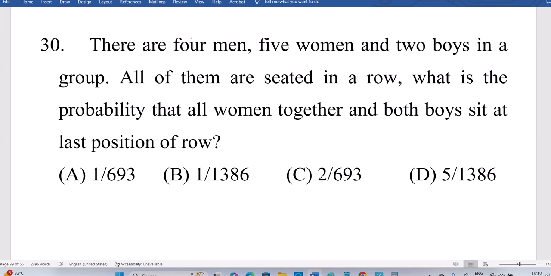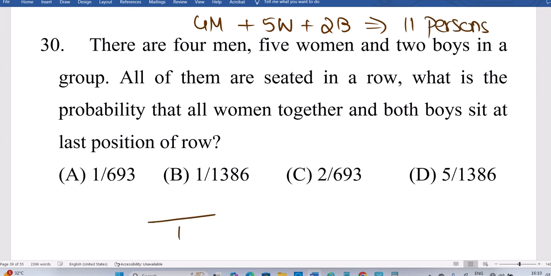How many people are there? 4 men, 5 women, 2 boys. Total 11 persons. How many ways to arrange them is 11 factorial. That's the denominator. Probability is favorable out of total. Total 11 people, 11 factorial. What is favorable? First and last must be, both boys will get the last positions. Okay. Last, both boys are at the last. Fine. The boys can be arranged in 2 factorial ways.